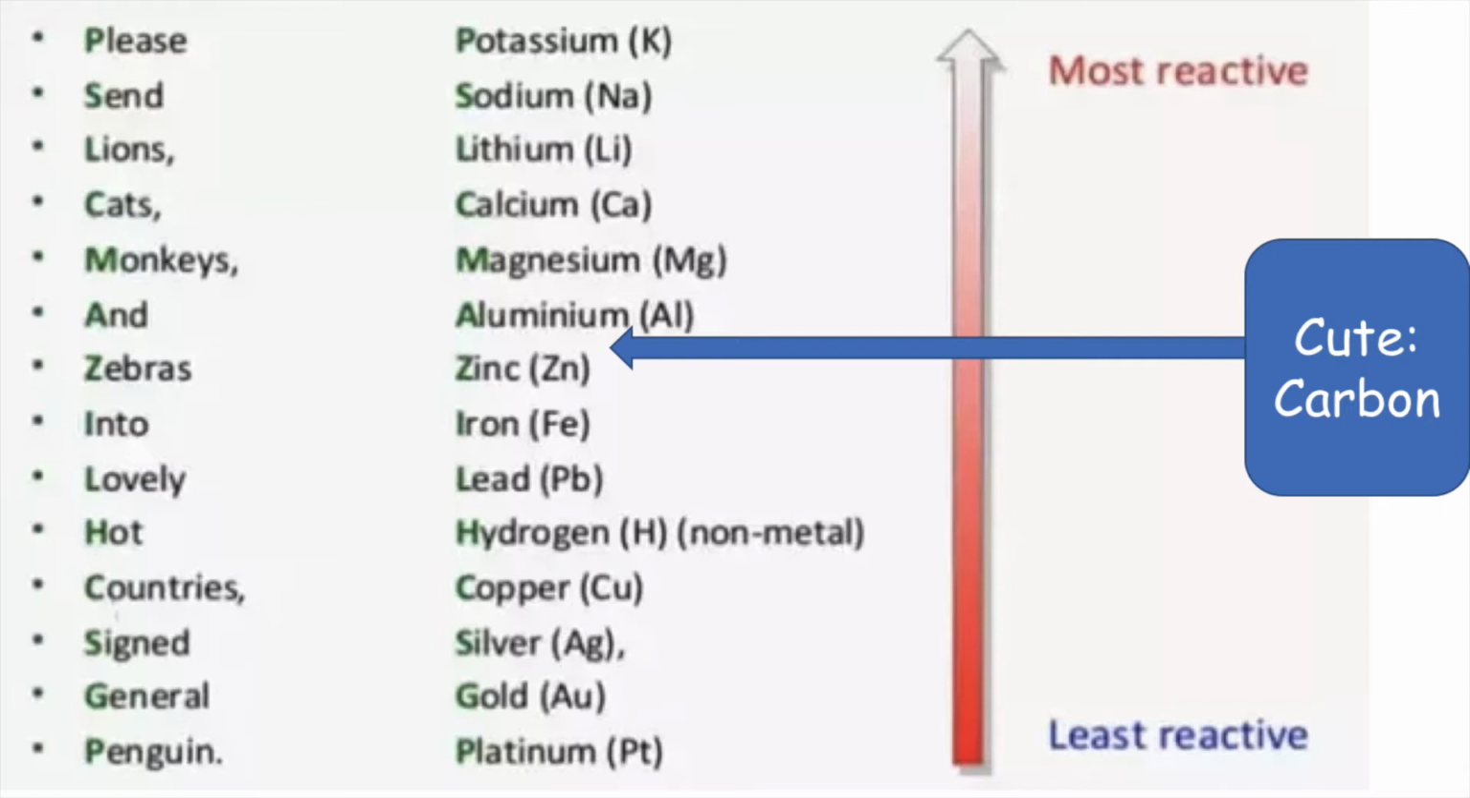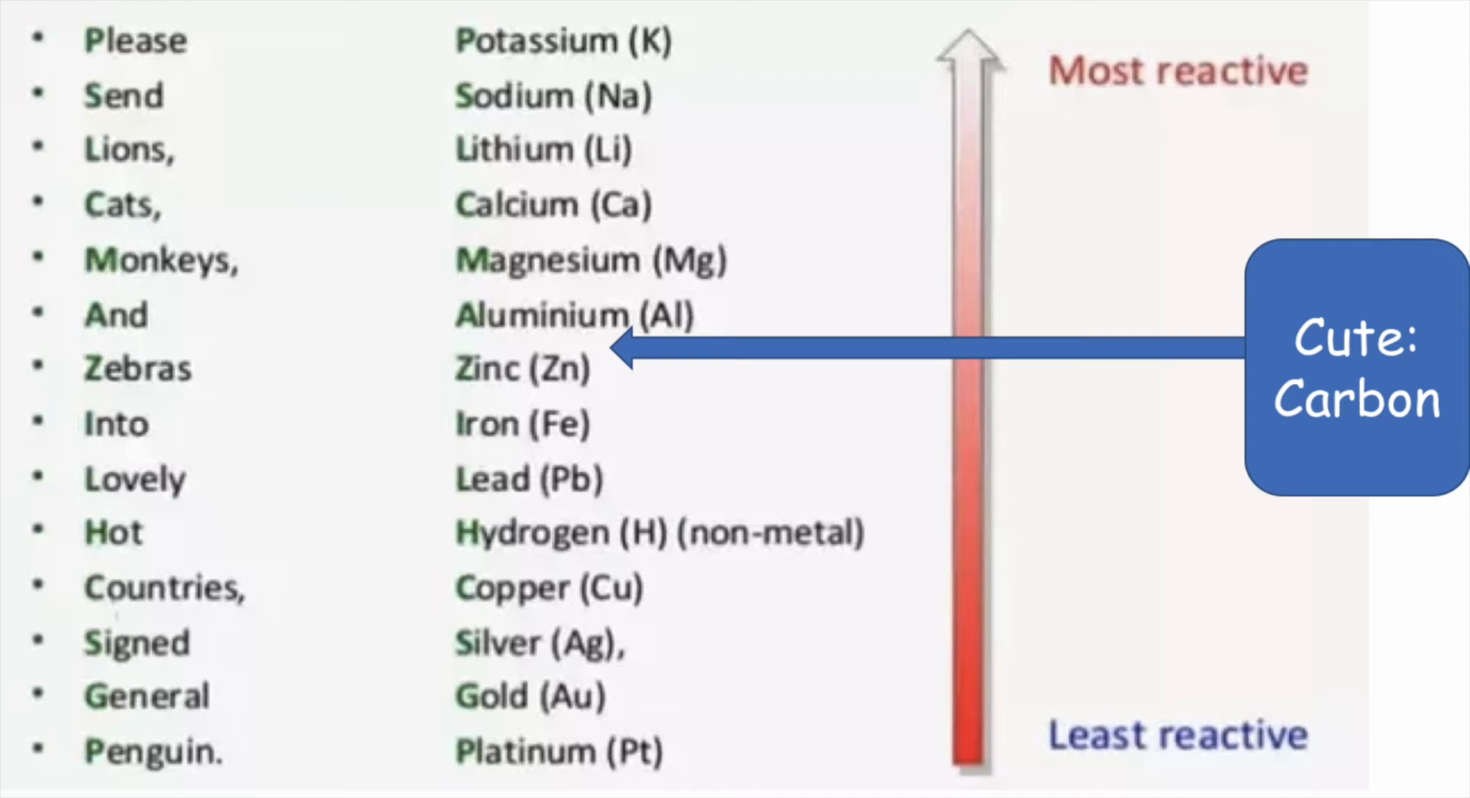So in previous years, students were given the reactivity series in the exam to help them. Unfortunately for you guys, you now have to remember it on your own. So we use a mnemonic to help you remember this, and it just shows you the order in which they go. I've added the word cute into it, so cute zebras, because carbon should be in there too.